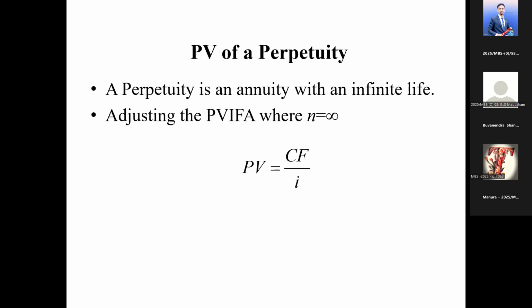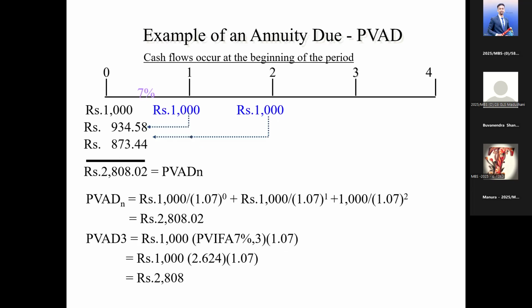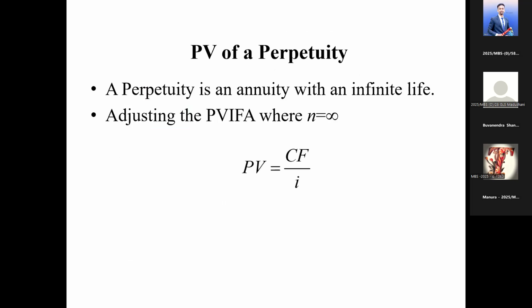Right. So other than these annuity concepts, the present value annuity concepts, we have perpetuity as well. What is the meaning of perpetual cash flows? Perpetuity in finance is a forever cash flow.